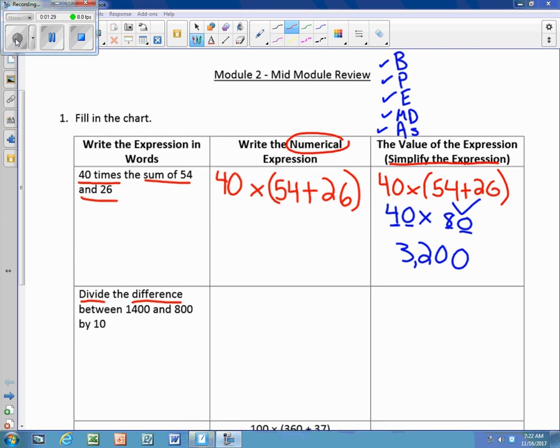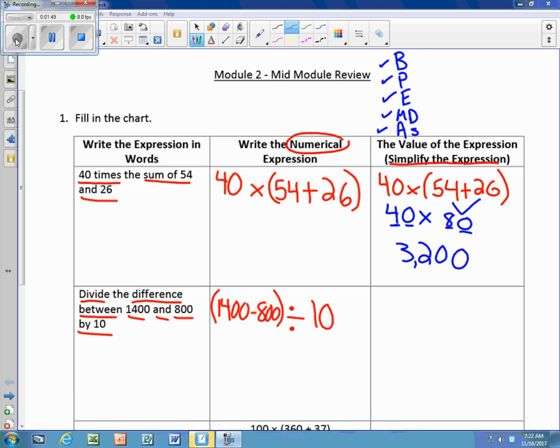The next one, it says to divide the difference. So we're going to be dividing something, so we'll put our division symbol on. The difference between 1,400 and 800. So we're going to take that first, where difference tells me to subtract. So we have 1,400 minus 800. And then we're going to divide that by 10.